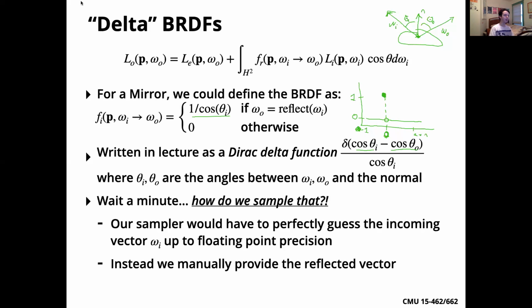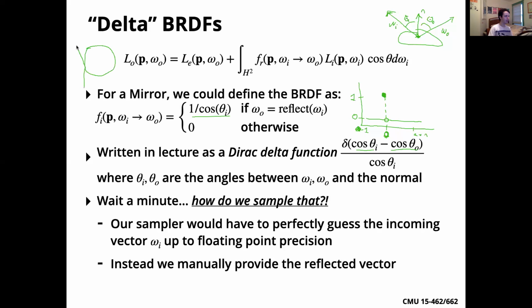Now, broadly, I've characterized these delta BRDFs as having exactly one possible value that is non-zero. But in general, in Scotty 3D, we define these delta BRDFs to have basically any finite number of points. So in particular, we are also going to call the glass material a delta BRDF because the glass material has basically 2 possible states.